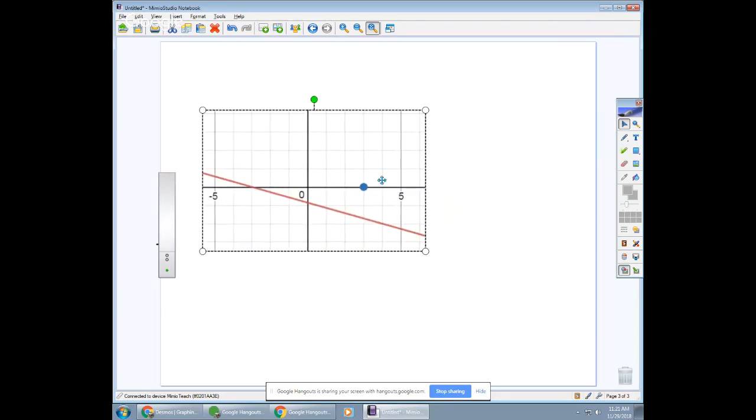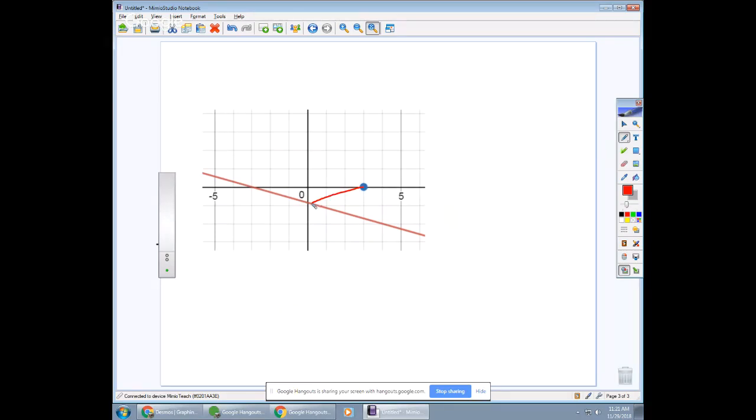Okay, so check this out. Would you agree that if the point is over here, it would be shorter if the point was there? If the point was over here, it would be shorter if the point was over there. So where do you think the closest point on this line is going to be?